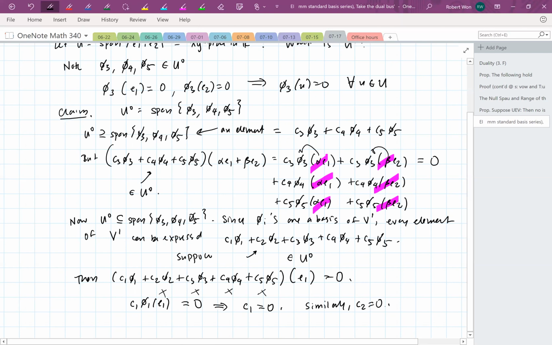Which means that if you take any function in the annihilator of U, this coefficient is 0 and this coefficient is 0, which means that everything in the annihilator of U is definitely in the span of phi 3, phi 4, phi 5. And since we proved both inclusions, this shows that the annihilator of U is exactly the span of phi 3, phi 4, and phi 5.